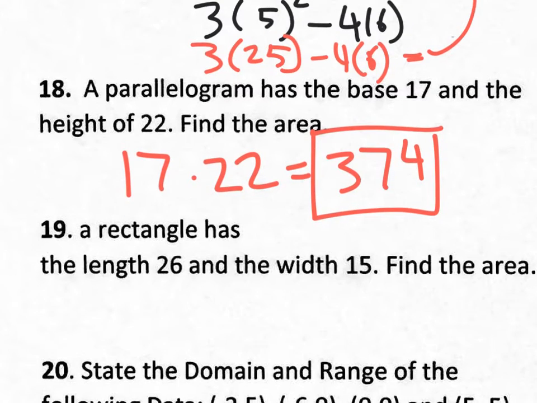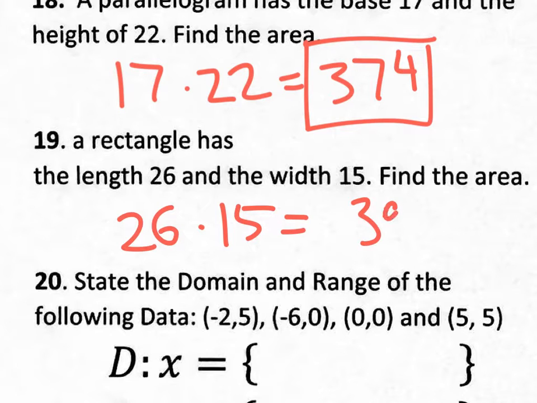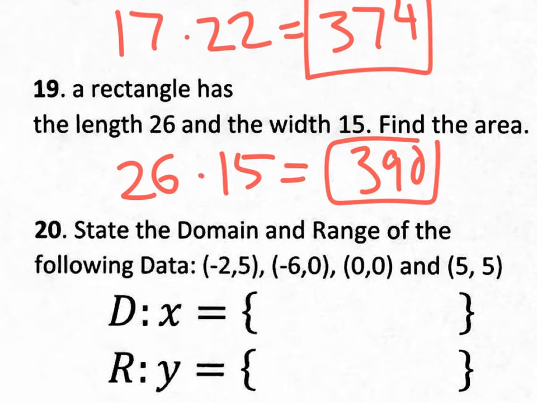Number 19, same concept. You have a rectangle, and they're telling you that it's 26 length times 15 width. So you can do it on the calculator. 26 times 15, you're going to get 390 as a final answer. Okay, 390. Moving on to number 20.